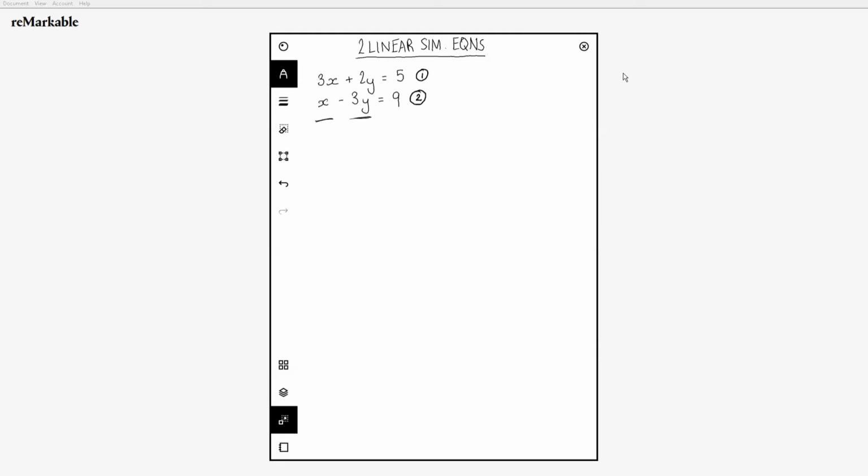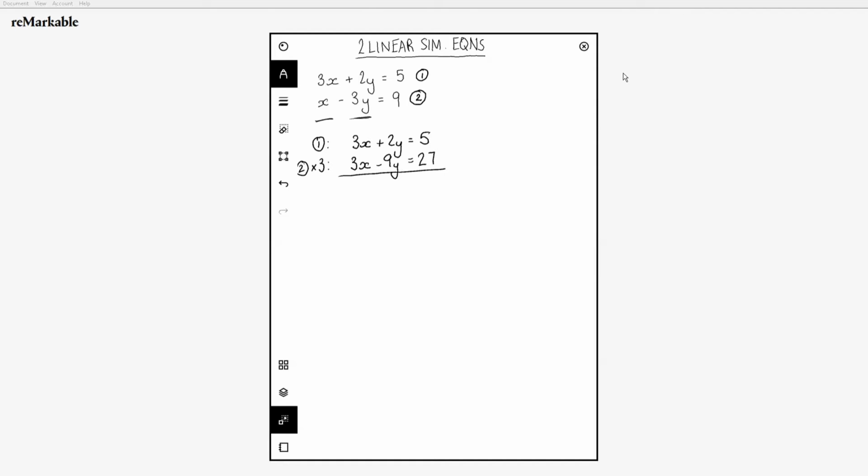We don't need to change equation 1, so we just put equation 1 here: 3x plus 2y is equal to 5. And for equation 2, to get it to be 3x, we've got to multiply the whole equation by 3. So that would give 3x, minus 3y times 3 is minus 9y, and 9 times 3 is 27.